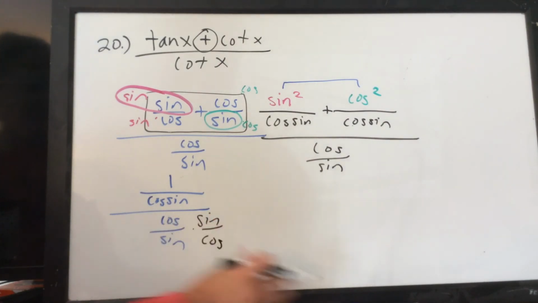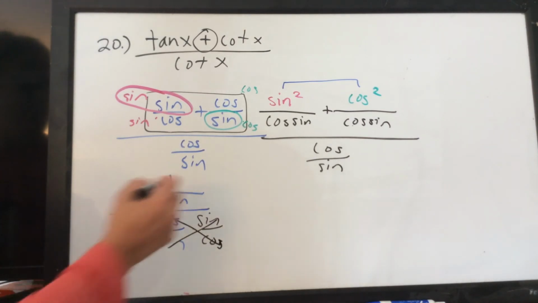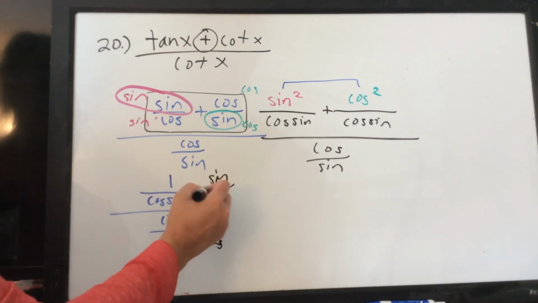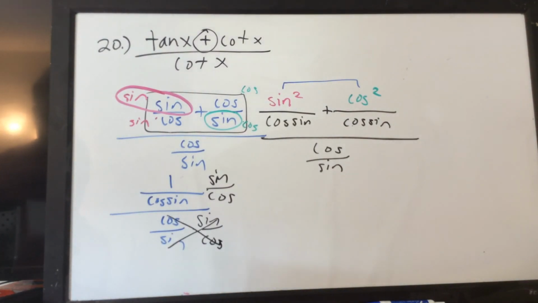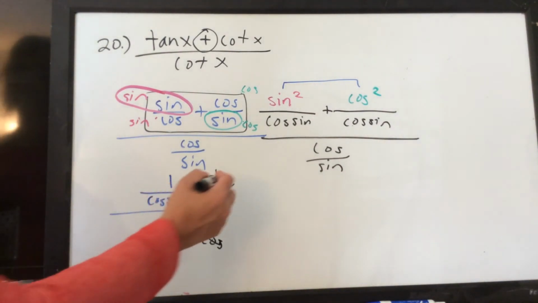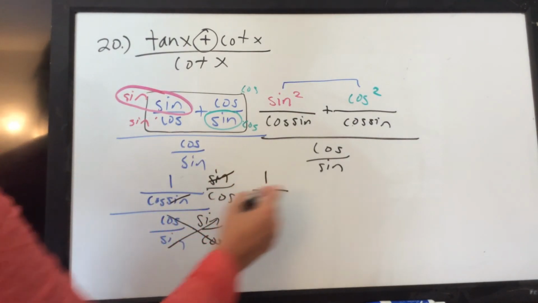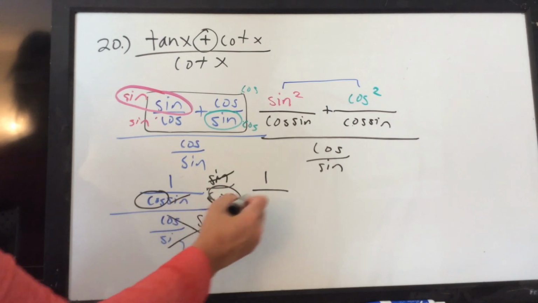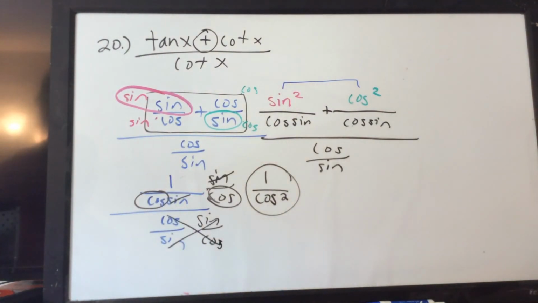Sine over cosine would cancel that one out. Whatever you do to the bottom, you got to do to the top. If you look at that, what can you cancel? Yep, you can cancel the sines. So you've got 1 on top, cosine and cosine on the bottom. So there is your answer.